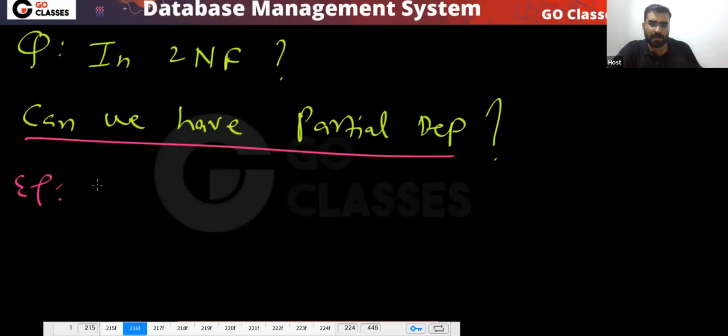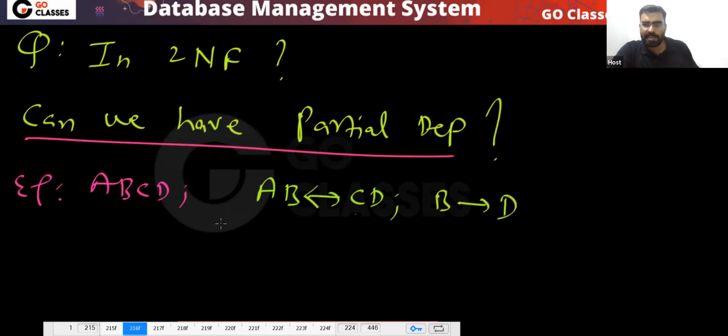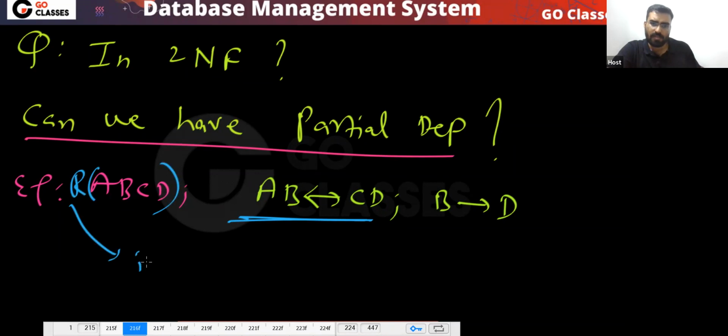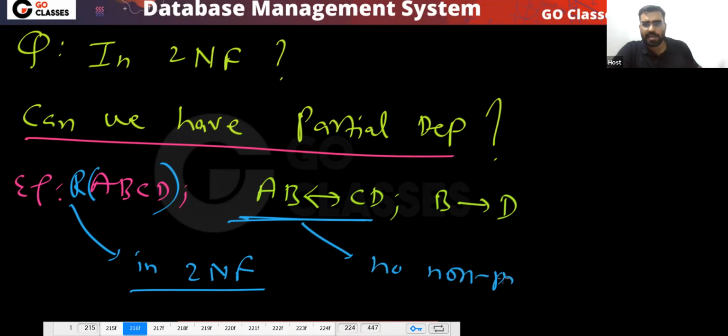Okay, let me take this example. Consider relation R with attributes A, B, C, D, and let's assume AB determines CD, CD determines AB, and B determines D. Is this relation in 2NF? Yes, this is in 2NF because there is no non-prime attribute. So this relation R is in 2NF.